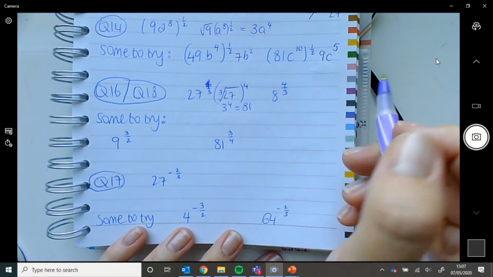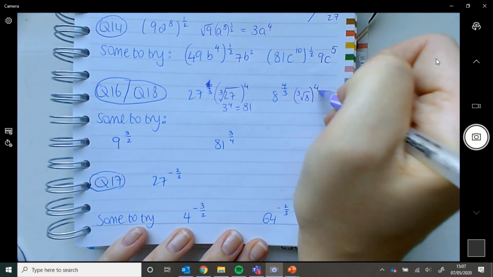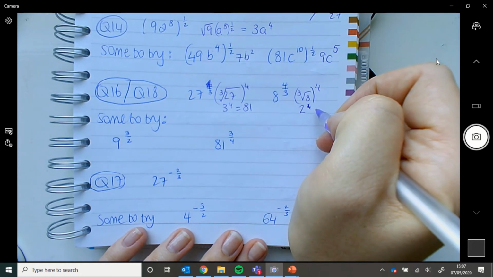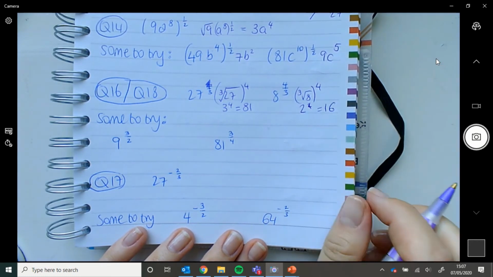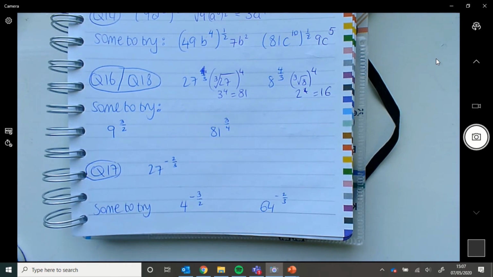Do the same on this one, question 18. I cube root 8 first, and then whatever I get, I raise it to the power of 4. Cube root of 8 is 2, and then I do 2 to the power of 4, which is 16. Have a go at these two questions by pausing the video if you got them wrong.